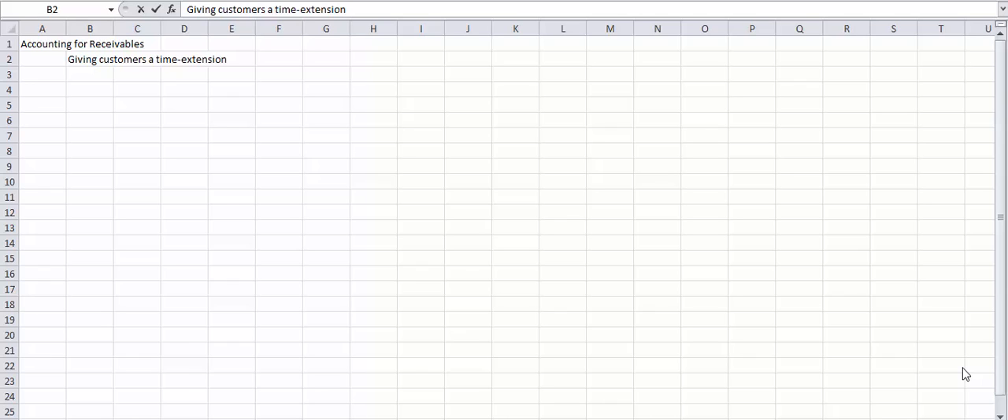Today we're going to talk about how to give customers a time extension on their accounts receivable. A lot of times customers have difficulty paying, and it's in the company's best interest to maybe work with these customers so that they don't have to write them off. So maybe they reduce their interest rate, or maybe they give them an extra amount of time to pay.